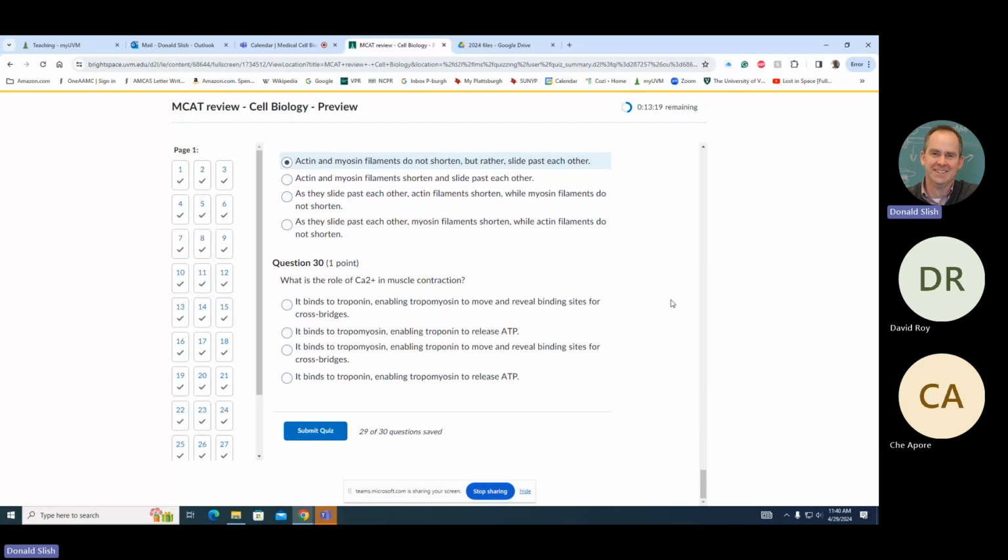What's the role of calcium in muscle contraction? Binds to the troponin complex and causes tropomyosin to move over, revealing binding sites for cross bridges. That sounds right. Binds tropomyosin, binds to troponin, enabling tropomyosin release ATP. Nope. Let's see how I did.